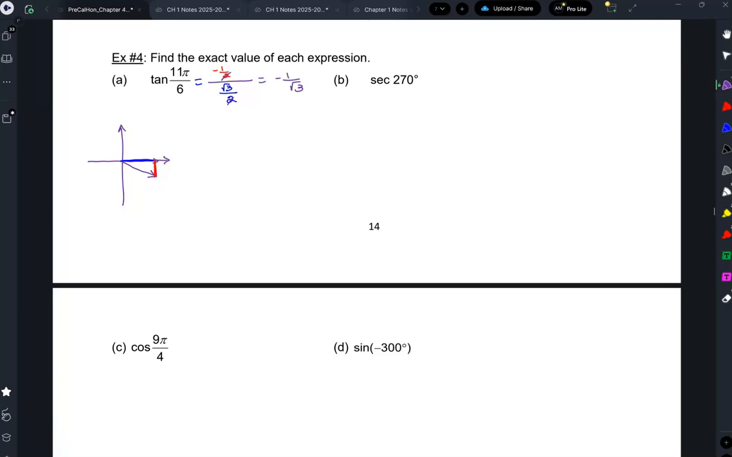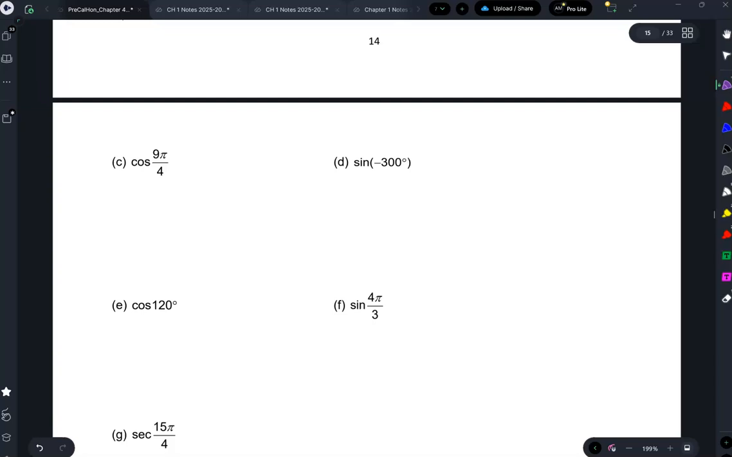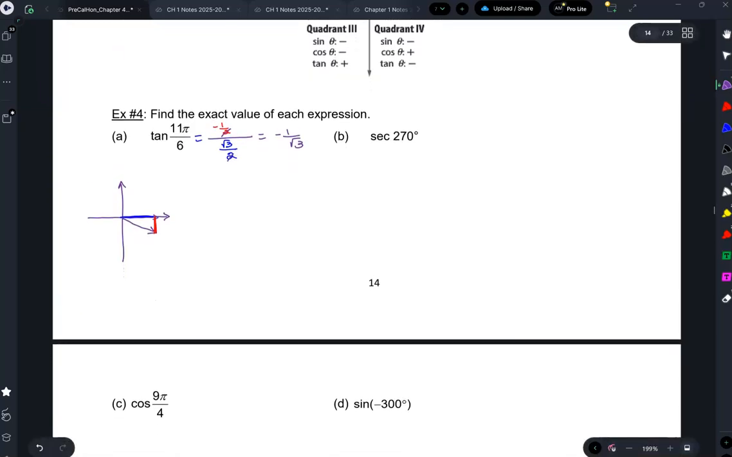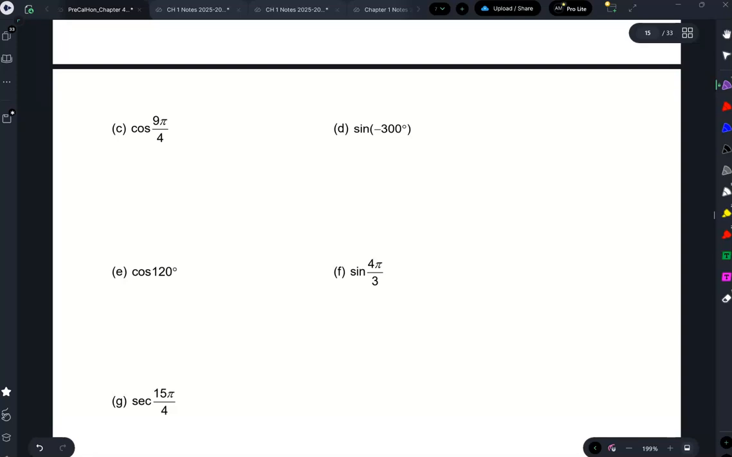Now, I'm going to do all of these, but I'm going to skip around. Let's do D, sine of negative 300. Negative 300 is here. No, I'm skipping, I'm going to this one. What angle is this? 60 degrees. So now look, this is the long side, root 3 over 2.